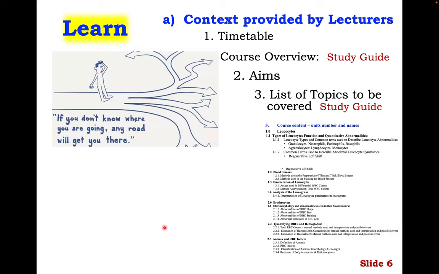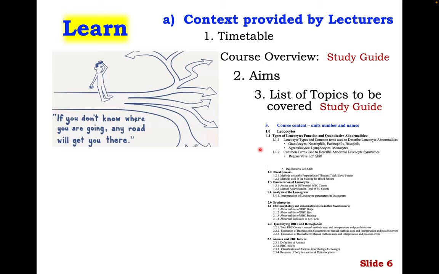There is a course overview. There is a study guide. You've already downloaded this from Muwele by this time. In the course overview, you've seen the aims of the module, the objectives of the module, and the list of topics that need to be covered. This is also there in the study guide. So you've already got to the first step in your learning map.